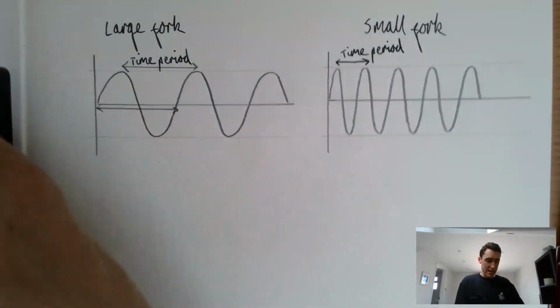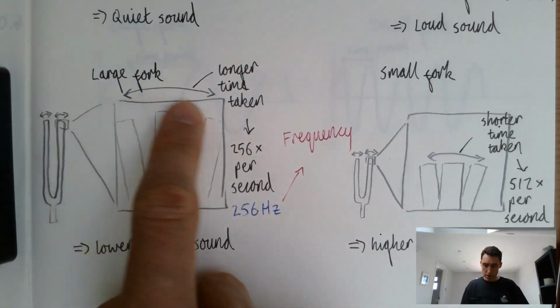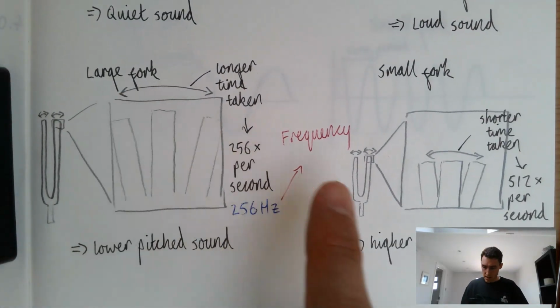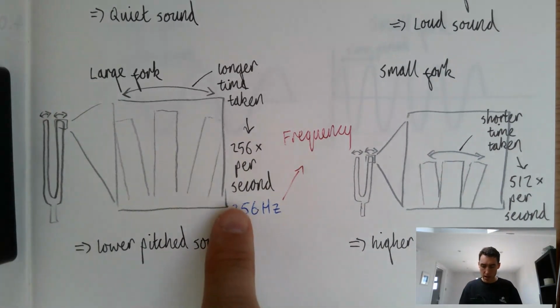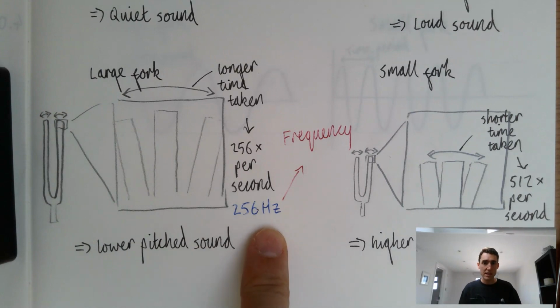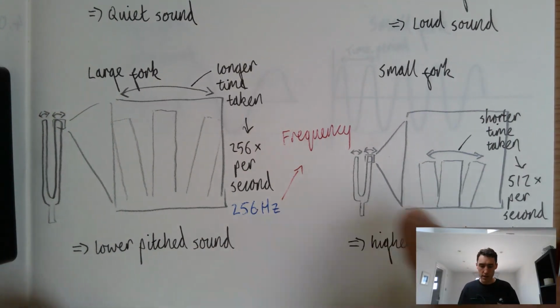This corresponds exactly to what we talked about here. Because look what we said here. We said this one has a longer time taken to do a complete oscillation than this one. This one has a much shorter time taken to do a complete oscillation. That's why this one can oscillate 256 times every second. This one can oscillate 512 times every second.